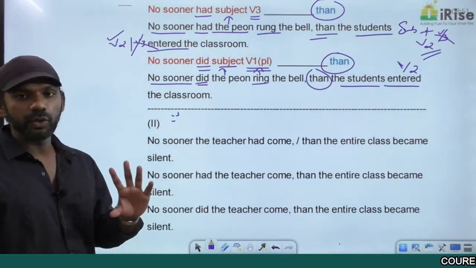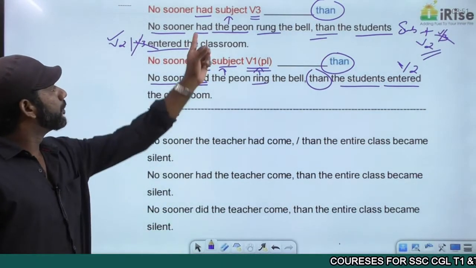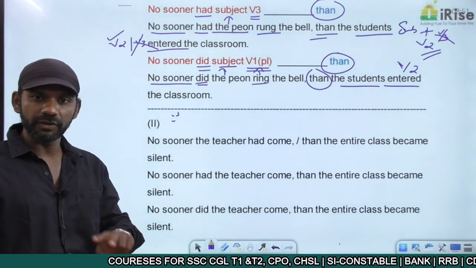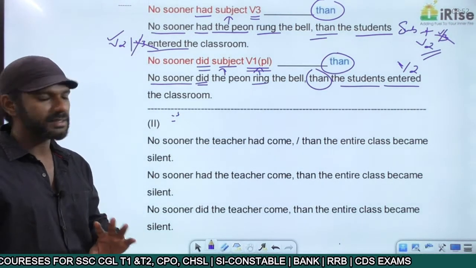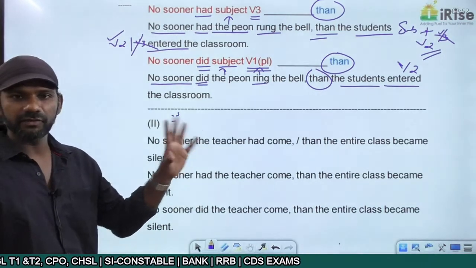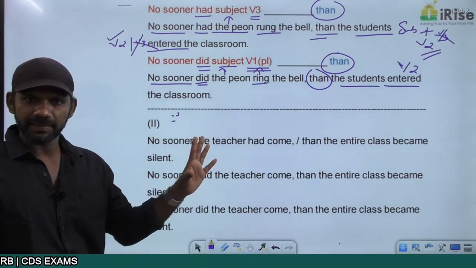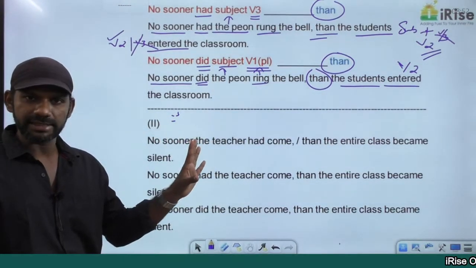So these are the two orders of no sooner sentences. Now both the sentences mean the same. The same meaning, the only thing is expressed in two different forms. That's the only difference. So no sooner had subject V3 followed by than. No sooner did subject V1 plural followed by than. So this is about no sooner sentences.